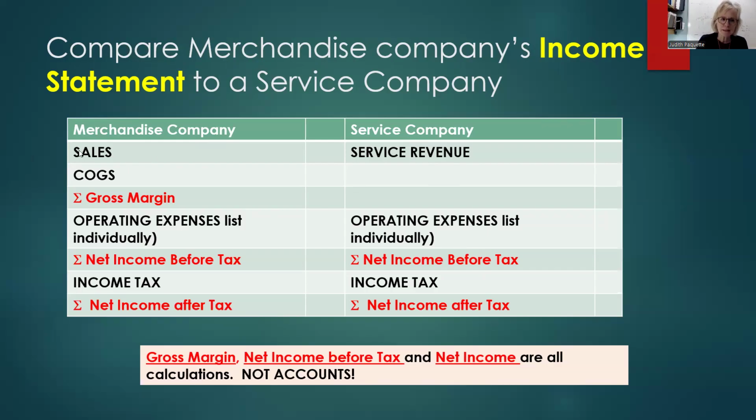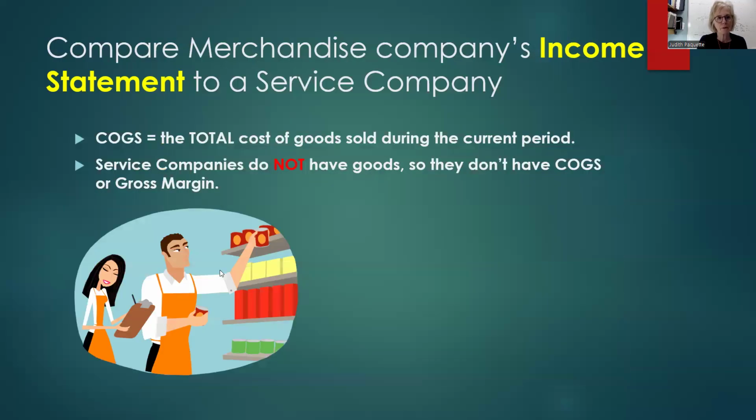But with a merchandise company, and that means companies that buy and sell inventory, we have a new account here, cost of goods sold, and we're going to add a new subtotal, gross margin. This is another subtotal, income before tax. That's the same on both, and income tax is the same on both. And it gets a little more complicated too, and we'll get into the multi-step income statement.